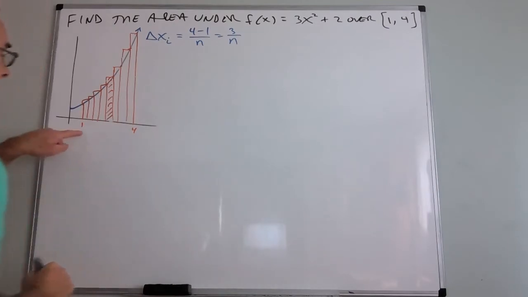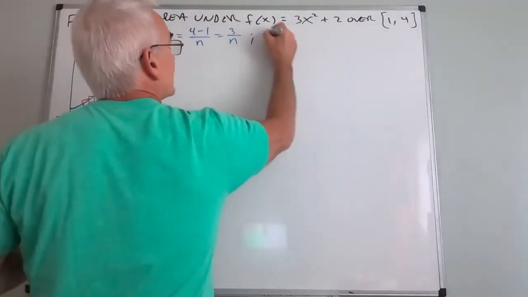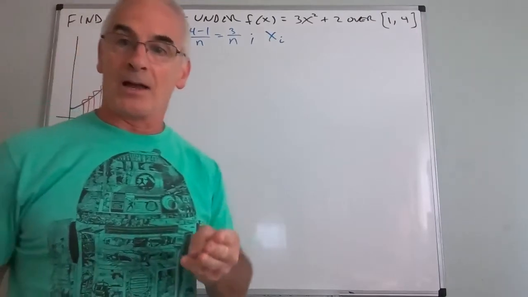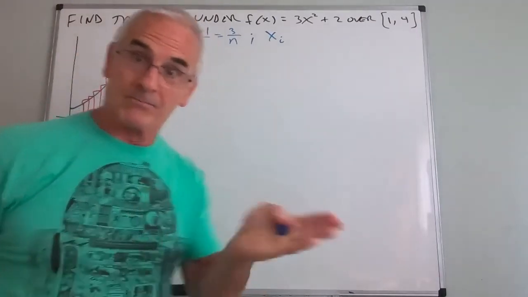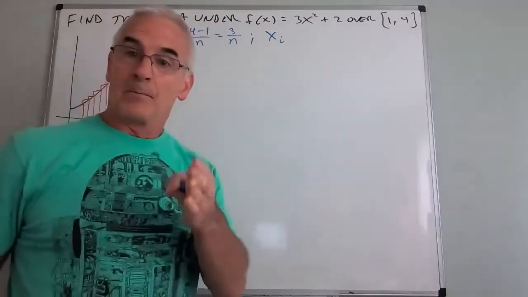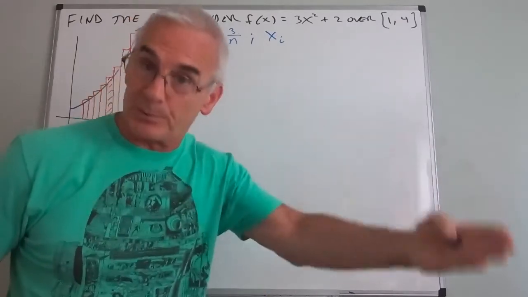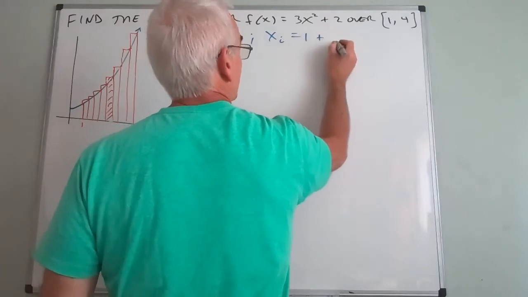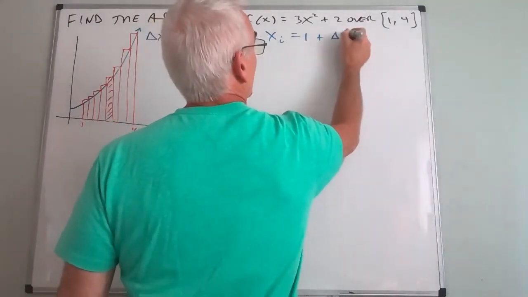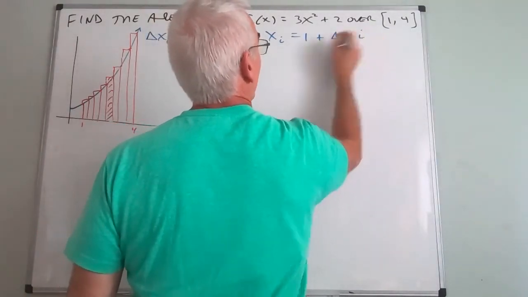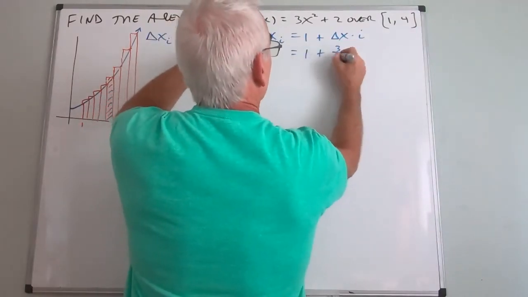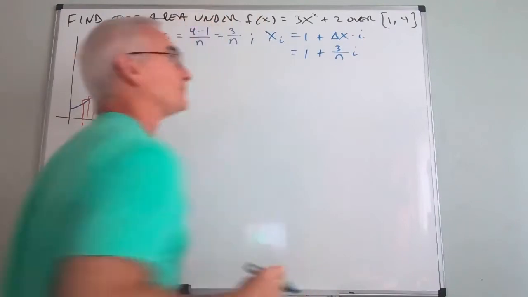Now, x0 is 1. So in general, what is xi? Well, just a minute ago, we said xi was my starting point, a, in this case a would be 1, plus exactly i multiples of delta x. That's what we just did. So this would be 1 plus delta x times i. And that would be 1 plus 3 over n times i.